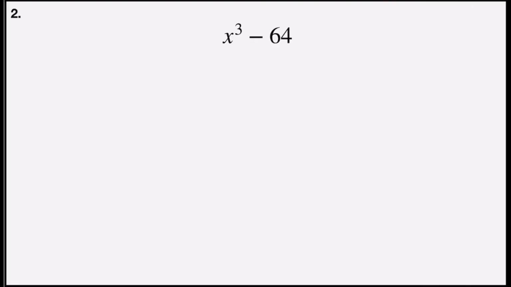Problem number 2 says x cubed minus 64. So we know from the first problem that this will break into a binomial of 2 terms and a trinomial of 3 terms. And I know in the binomial I'm just going to take the cube roots and keep the sign. So the cube root of x cubed is x. I'm going to keep the subtraction sign. And the cube root of 64 is 4.